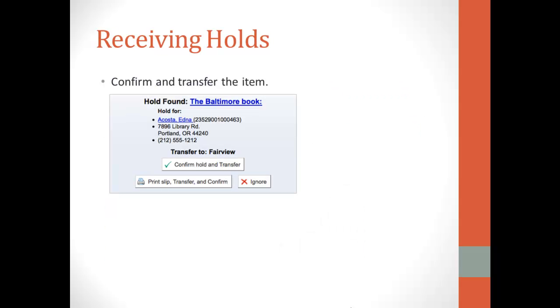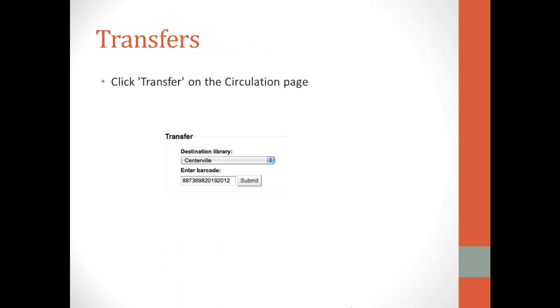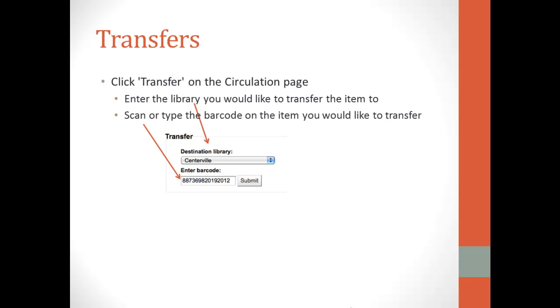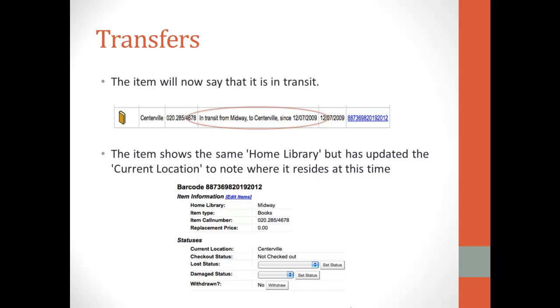When you receive a hold, confirm and transfer the item, or confirm the hold. To transfer an item, first click Transfer on the circulation page. Enter the library you would like to transfer the item to, scan or type the barcode on the item you would like to transfer, and then click Submit. The item will now say that it is in transit. Please note that the item shows the same home library, but has updated the current location to note where it resides at this time.